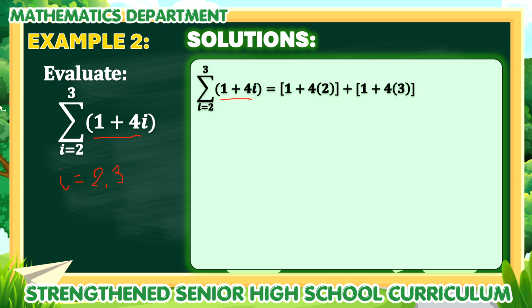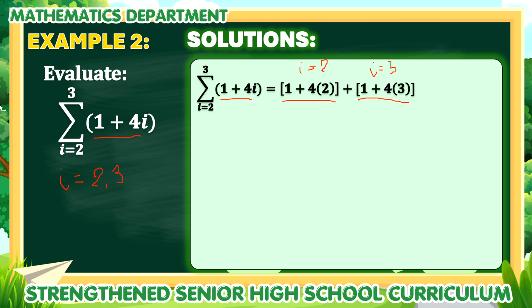So the first one here, 1 plus 4 times 2. This is for our i, which is equal to 2. And then plus our second expression here, 1 plus 4 times 3. This is for i equals 3.